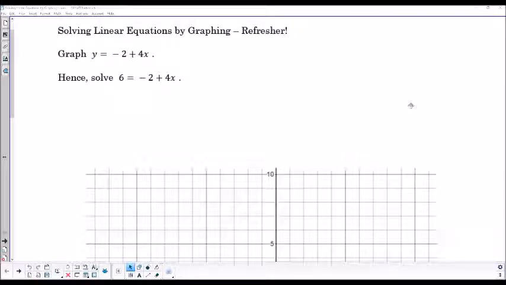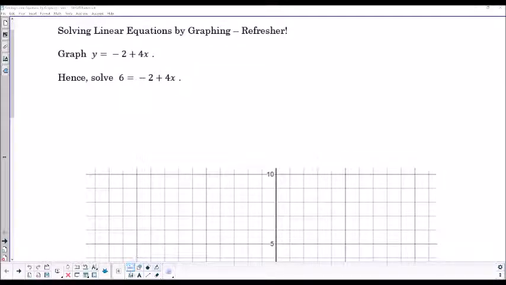Hi. In this video, we're going to refresh and review how to graph equations of lines, and then review how to solve linear equations by graphing. Okay, so let's take a look at this. This first equation here, we've got y equals -2 plus 4x.